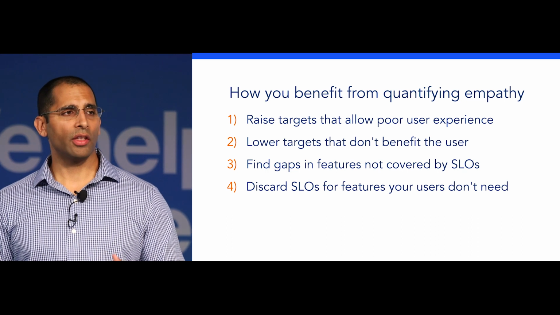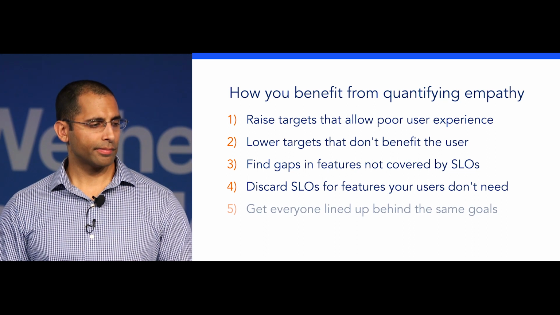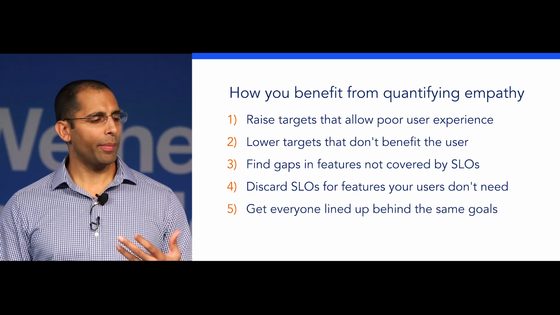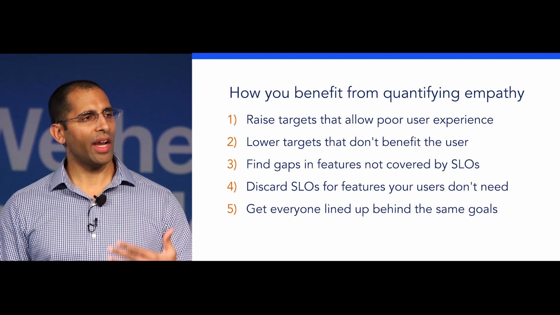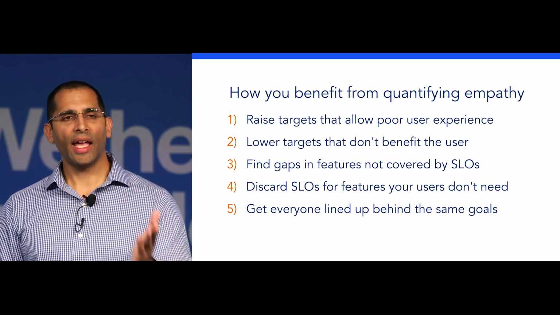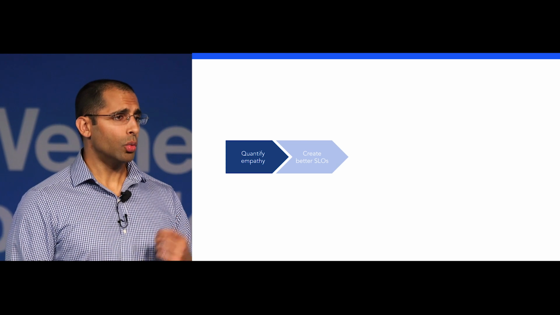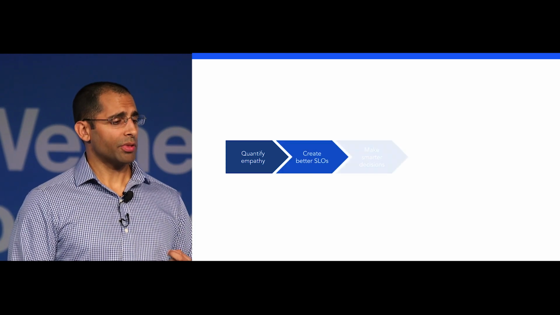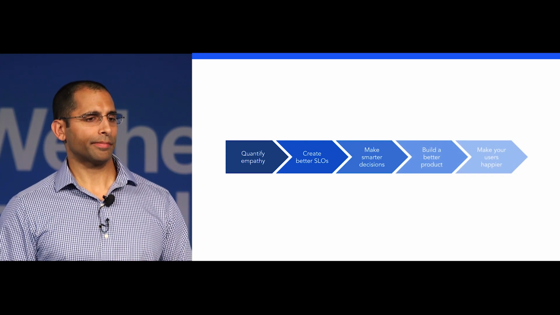Maybe you want them, maybe you think they're good, but if they're not critical to the user experience, don't get alerted on them. And then you can get everybody lined up behind the same goals. You can talk about what you're aiming for and why you're aiming for it. It's no longer a shouting match of opinions between the CEO and the chief marketing officer and the head of engineering and the head of product. If you quantify empathy, you will create better SLOs. As a result of that, you'll make smarter decisions that build a better product and that make your users happier.